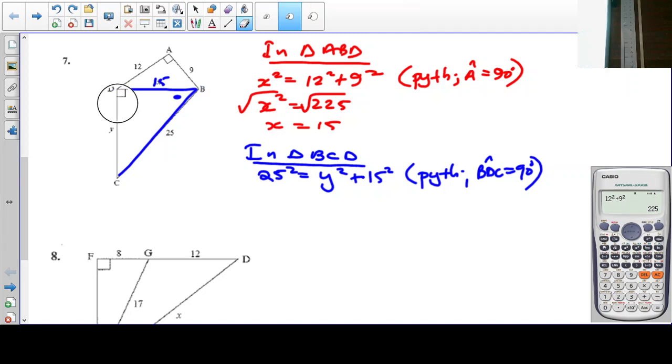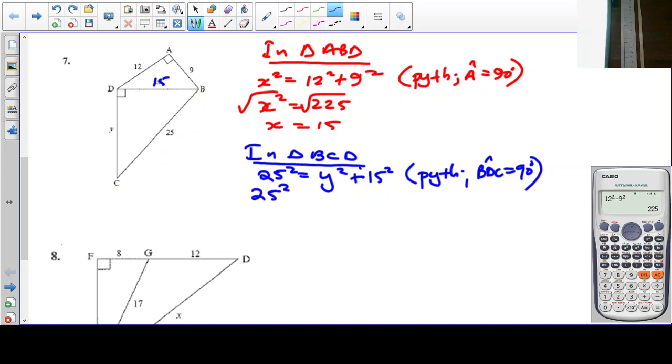Alright, do you guys understand? So, this is going to give us 25 squared minus 15 squared is equal to y squared. Not so? So work that out. 400. So how do I get y on its own? Square root both sides. So y is equal to 20.